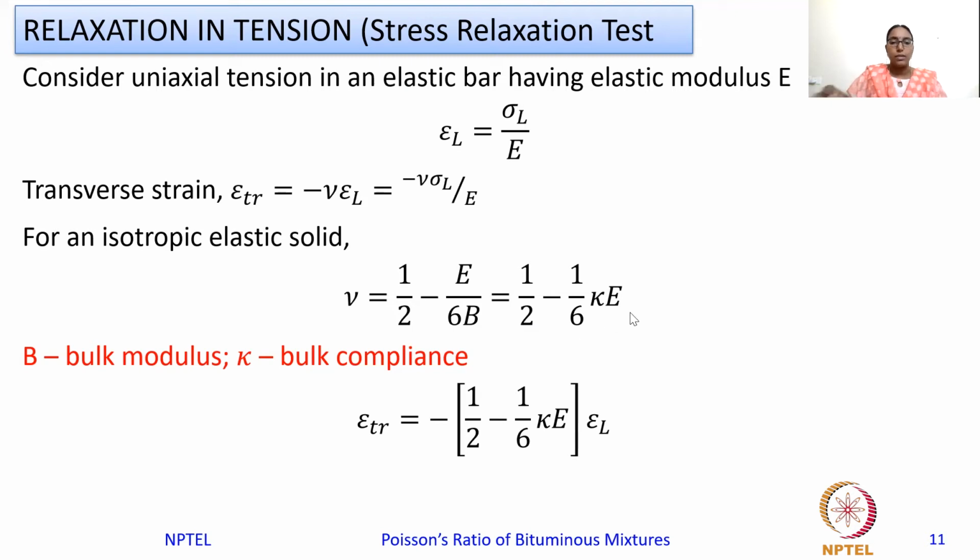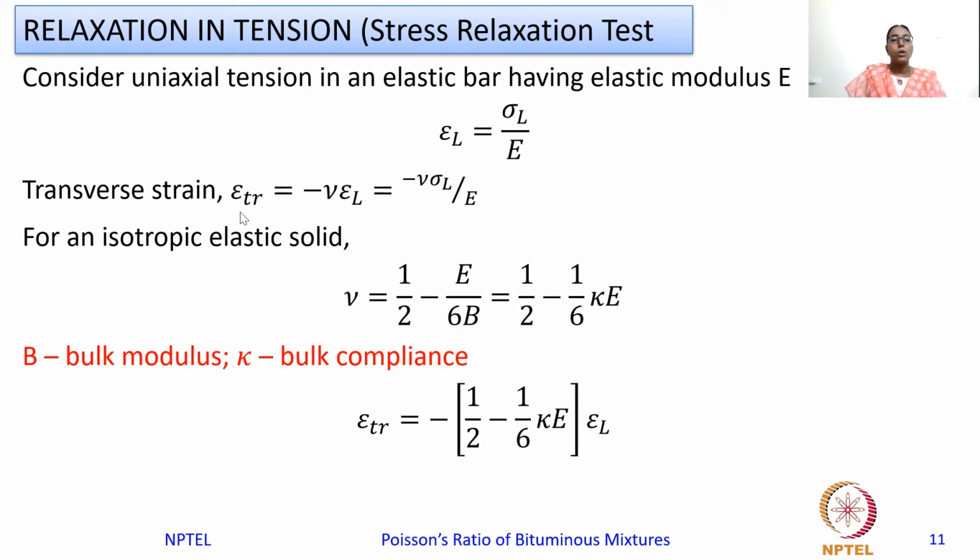half minus E by 6B, that's equal to half minus 1 by 6 kappa E. Now please note one thing here: instead of K for bulk modulus, I'm using the term B for bulk modulus so that the compliance can be written as kappa. So in order to avoid the confusion between K and kappa, B will be used for bulk modulus hereafter and kappa will be used for the bulk compliance. So this relation we have already seen: the Poisson's ratio is equal to half minus the Young's modulus divided by 6 times the bulk modulus.